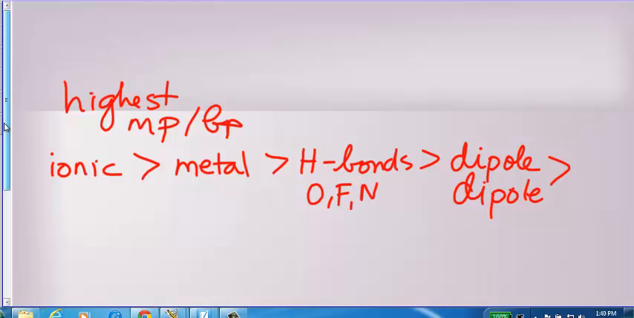And the last one is van der Waals. Okay? That's the weakest, between nonpolar.